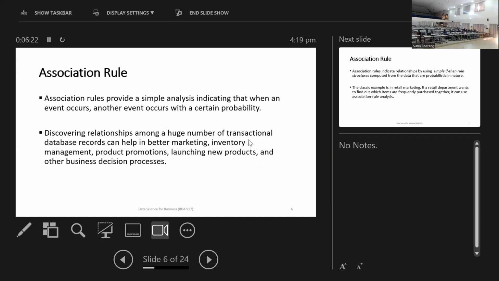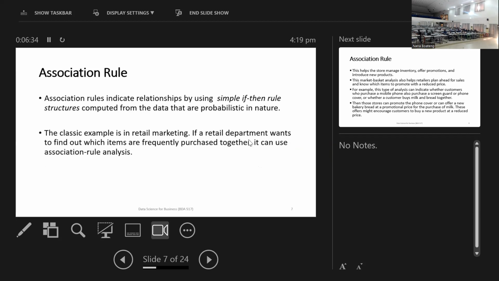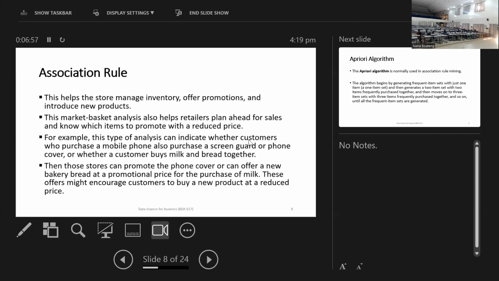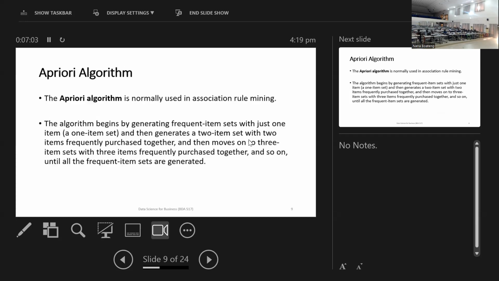Let's build on this. When you are able to discover these relationships, they help you to develop new products or help you with product promotions and stuff like that. It uses a simple if-then rule strategy for data, and it's based on probability. So like I said, this helps you to draw your conclusions.